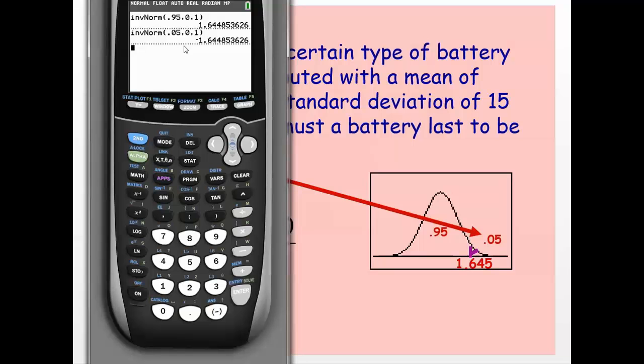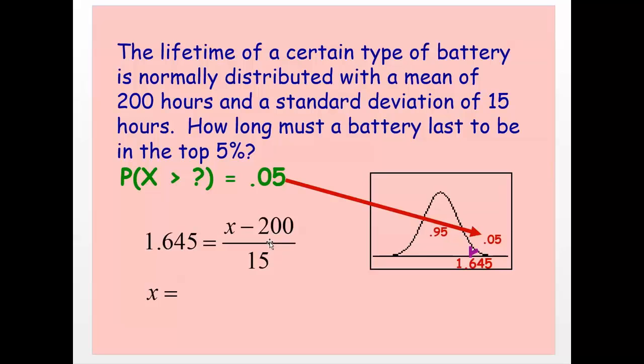Anyways, so the calculator, it's just easier to think about it in terms of less than. So now that we have that, I can set up my equation then. So I've got a z-score of 1.645, the observation being x minus 200 divided by 15. So fill in those parameters, and then I'm just going to solve this equation.